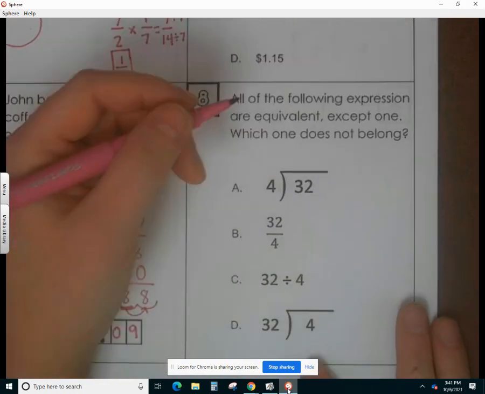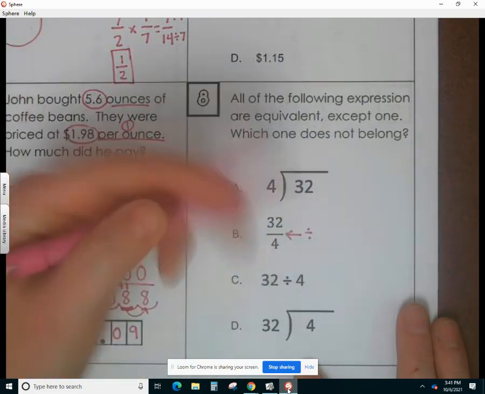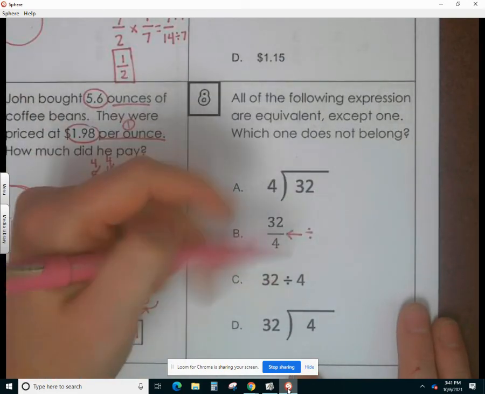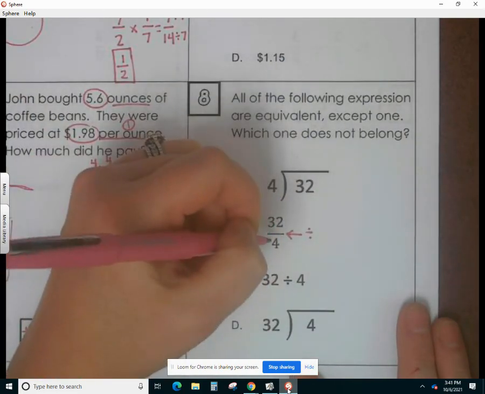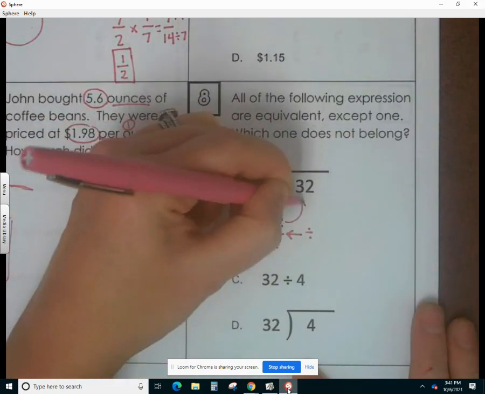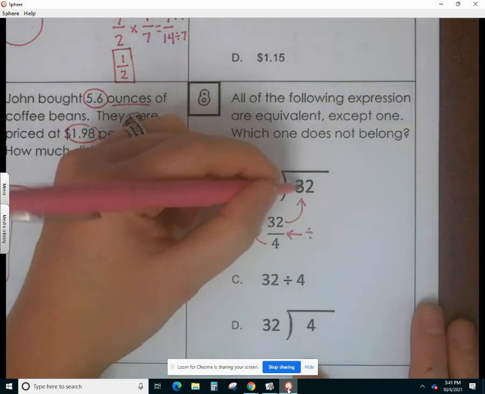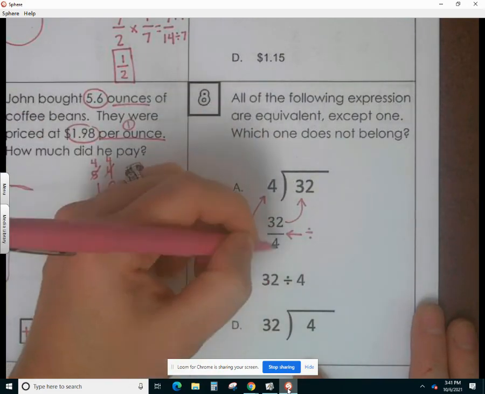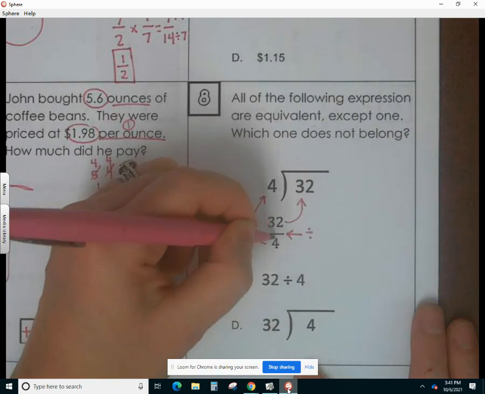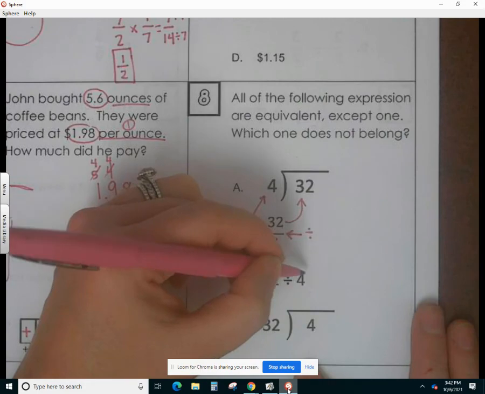Okay, this next part, we have to remember that this means division, first of all. So these are all ways of showing division. And when we see it like this, a lot of times we do TIBO, top in, bottom out. That means these two match because the top number went in, the bottom number stayed out. We would read this as 32 divided by 4. We would also read this as 32 divided by 4.